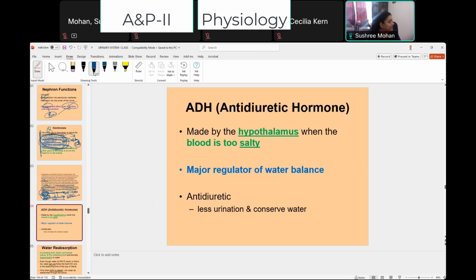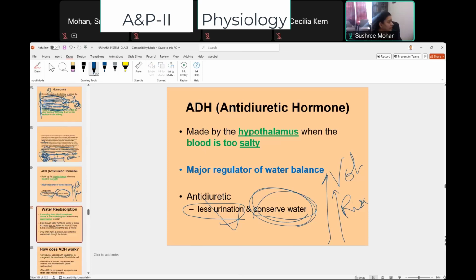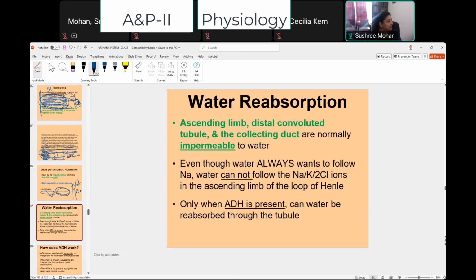Okay, so ADH, first of all, the antidiuretic hormone, is made by the hypothalamus when the blood is too salty, a major regulator of water balance. And it will do less urination and it will conserve the water, because antidiuretic is going to conserve the water. So urination will be less, but since it's going to conserve the water, it's going to increase the volume of water. That means the blood pressure is going to rise because more pressure is needed to push that volume of blood.